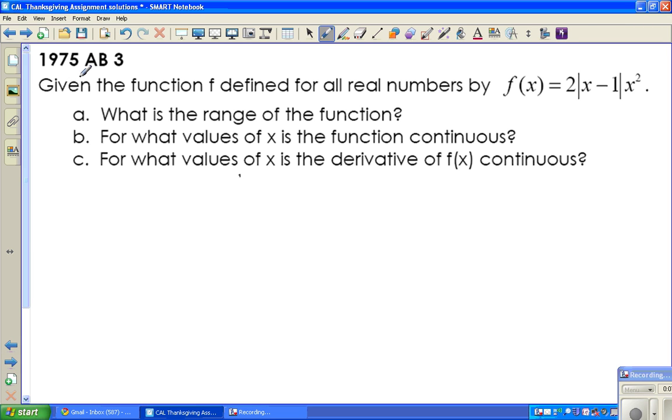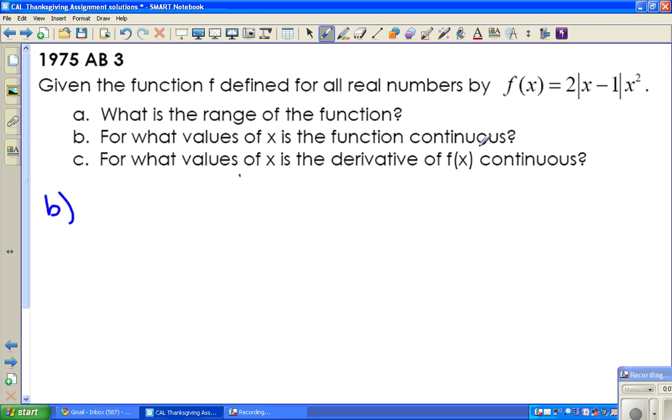Next question right here. Given the function, as it is given right here, what is the range of the function? Now, in order for us to calculate the range, we need to find the minimum value. In this particular question, we'll try to answer B and C first, and then we're going to go back to A.